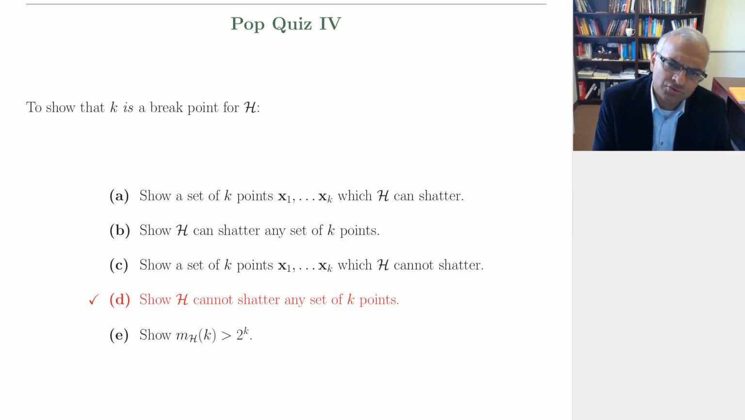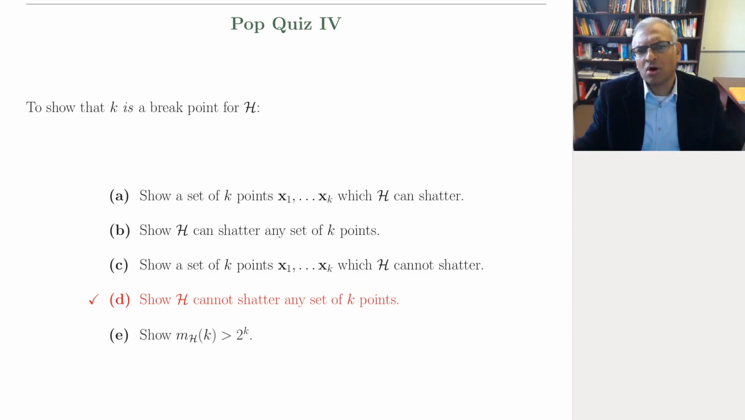They're moving towards showing that H is able to conquer K points. In A you show that H can conquer some set of K points. In B you show that H can conquer any set of K points. Okay, a breakpoint is revealing a deficiency. You've defeated H. You've broken H. Now, a breakpoint is only a breakpoint if H cannot conquer any set of K points.